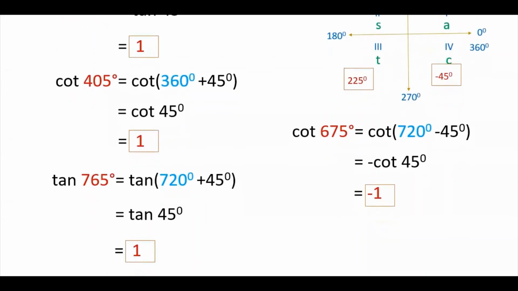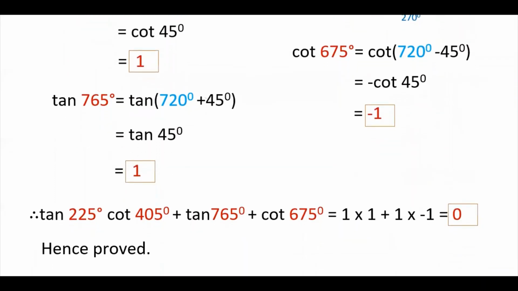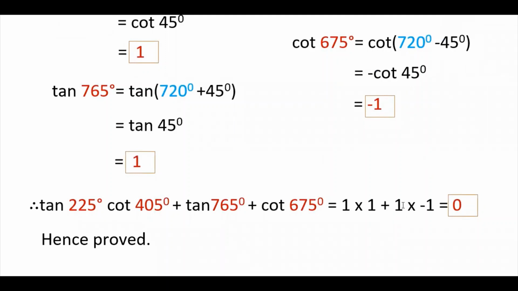Now substitute all these values here. 1 into 1 plus 1 into minus 1, that is equal to 1 minus 1, that is 0. Hence proved.